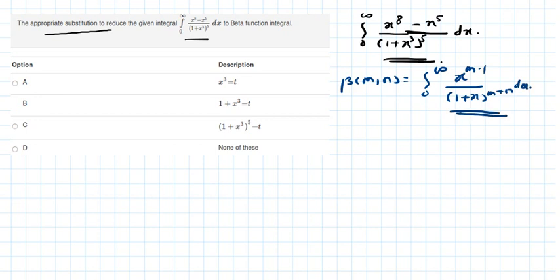If you observe, in the given example they have given x cube and in the definition we have x. So we need to replace this x cube by some other variable. We will replace x cube by another variable t, and that will be our appropriate substitution. So option A is the right answer.